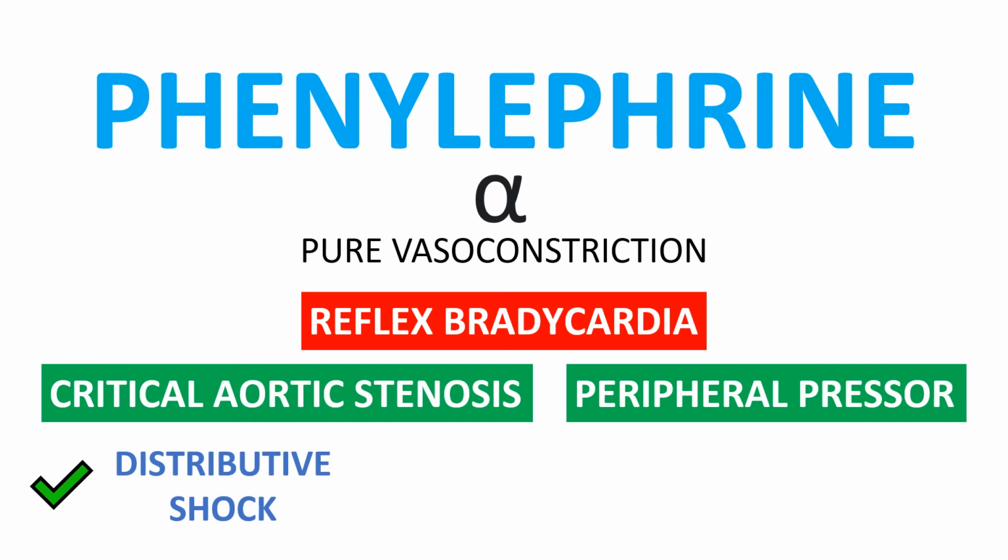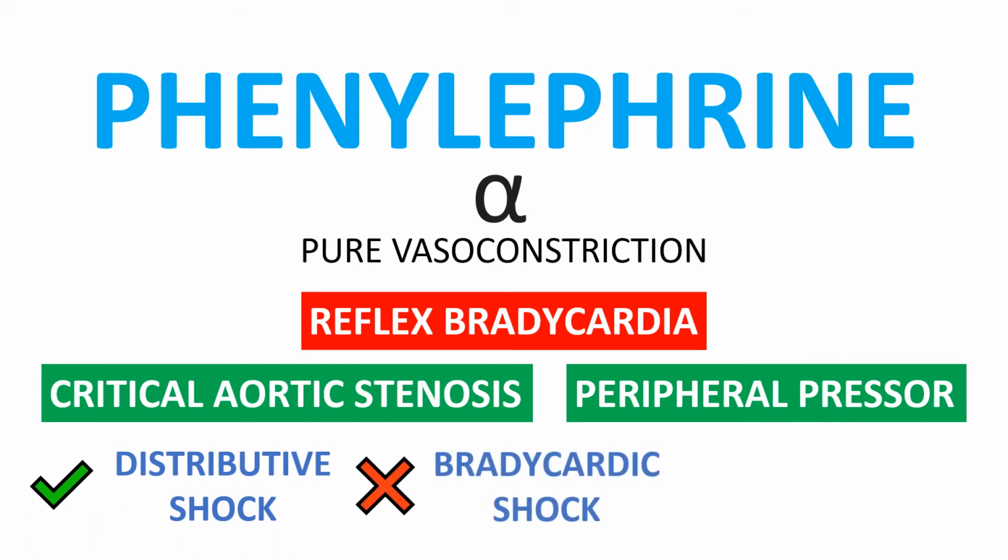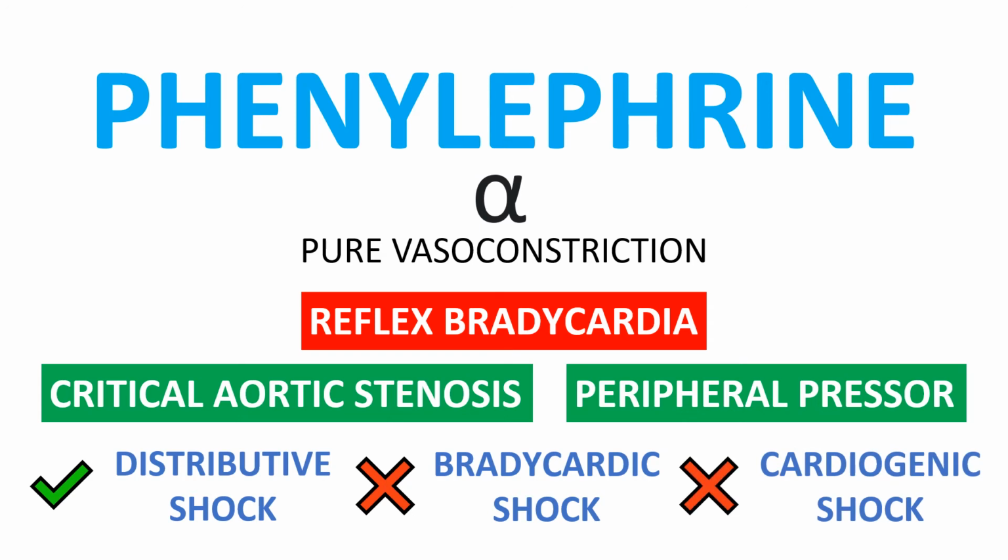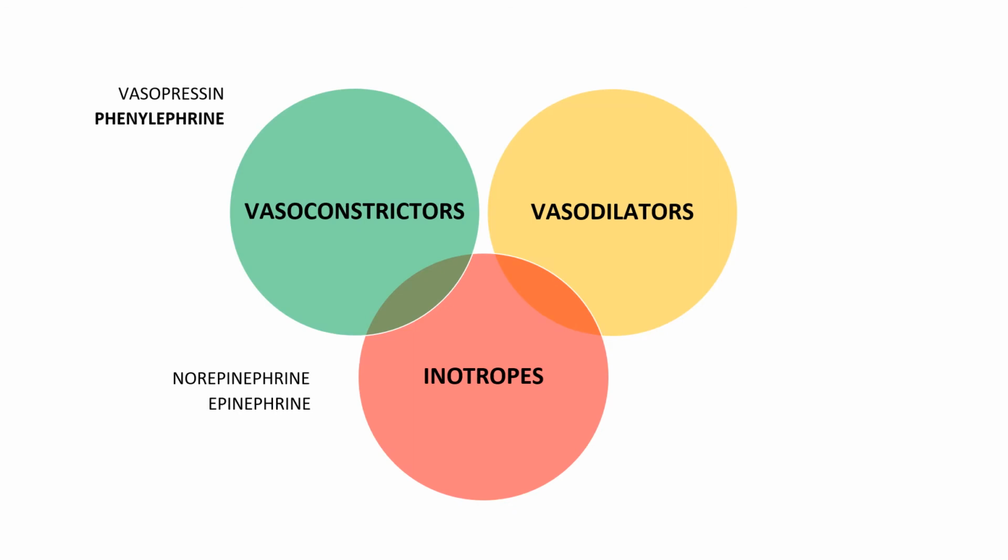For bradycardic shock, obviously that side effect of reflex bradycardia makes it a no-no. And then in cardiogenic shock, you already have a very high SVR. Phenylephrine is going to only increase your SVR, so this would be a wrong choice to use in cardiogenic shock. And so we would group phenylephrine as a pure vasoconstrictor.